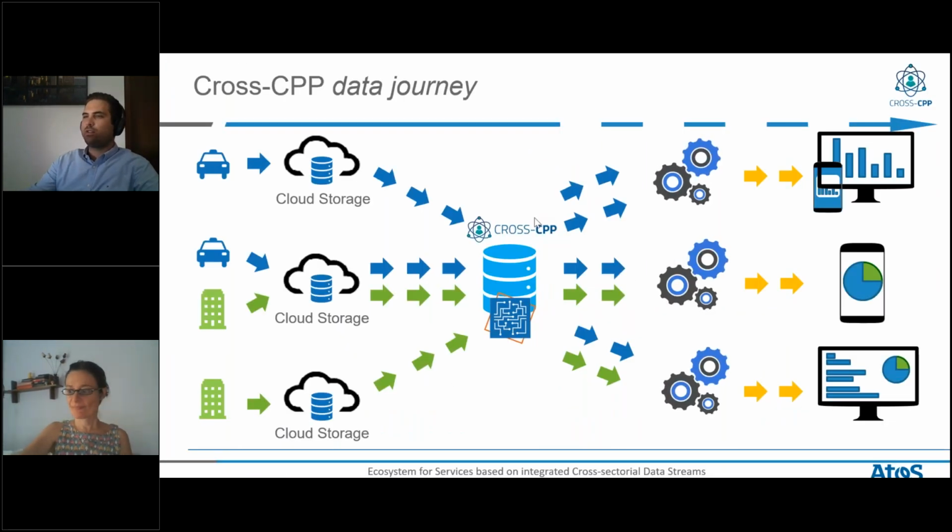So basically, this is what I try to explain. We have the data providers on the left side. Then we have the cloud storage also on the left side, and then we have the Cross-CPP in the middle.